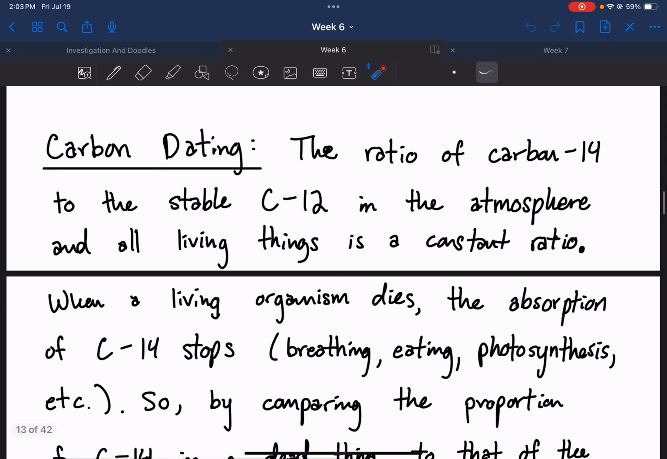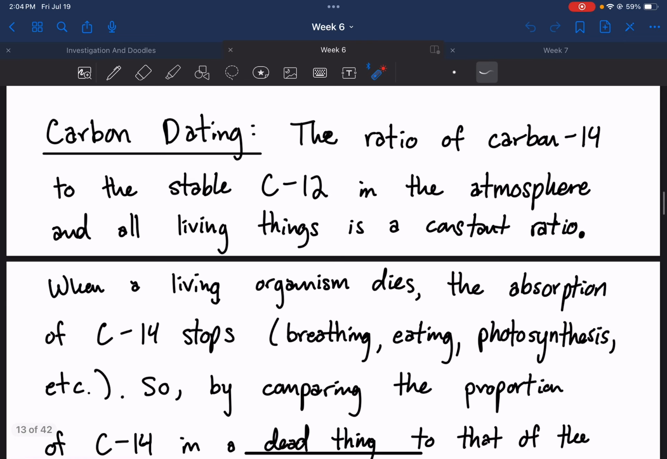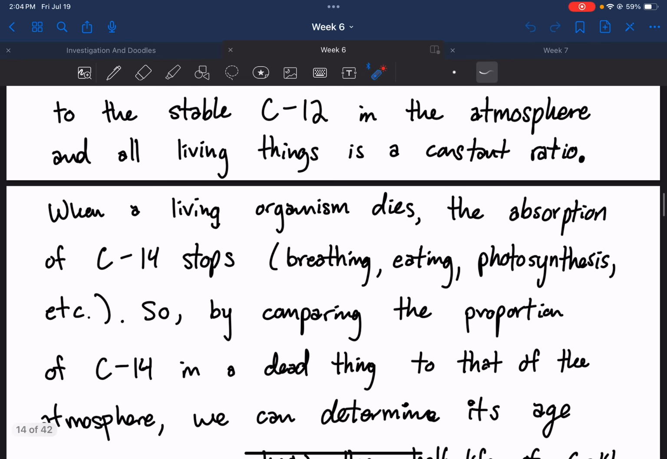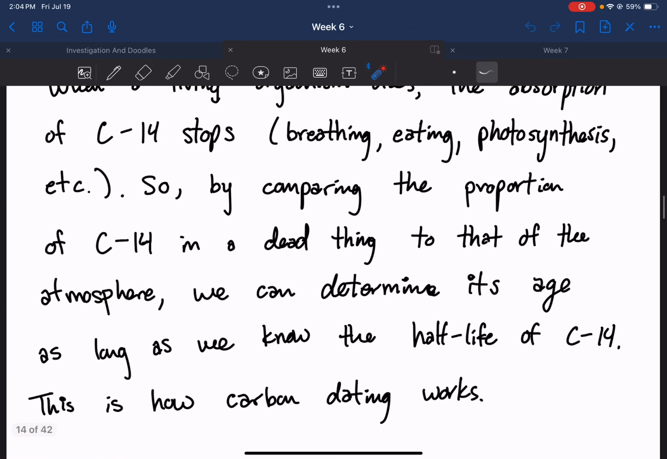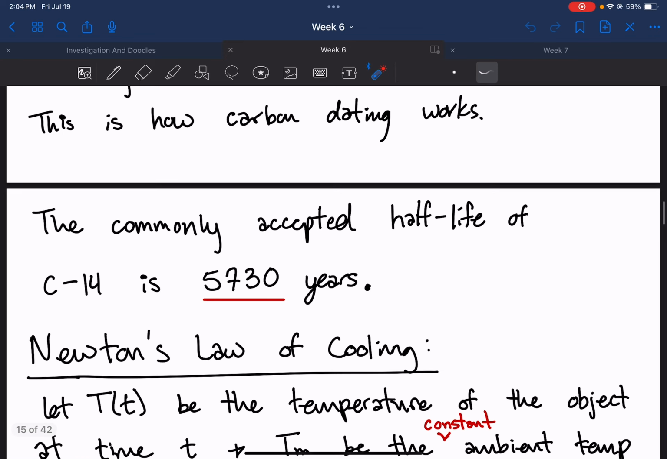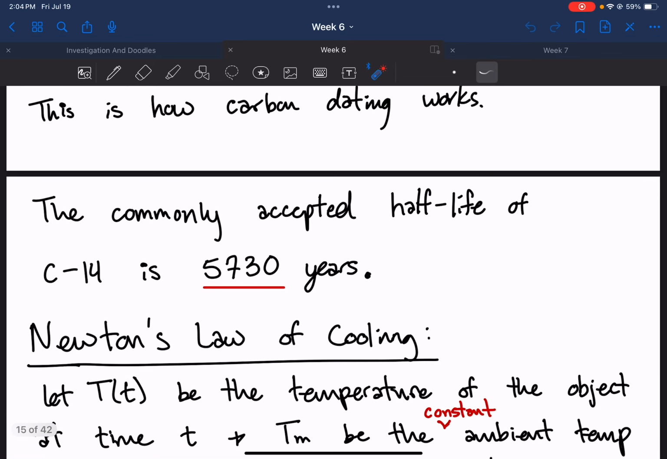Here's some carbon dating. Some more radioactive decay. The ratio of carbon-14 to the stable carbon-12 in the atmosphere and all living things is a constant ratio. When a living organism dies, the absorption of C14 stops. Breathing, eating, photosynthesis, etc. So, by comparing the proportion of C14 in a dead thing to that of the atmosphere, we can determine its age as long as we know the half-life of carbon-14. This is exactly how carbon dating works. And the number that you should use in the homework if it asks you is 5,730 years. So the commonly accepted half-life of carbon-14 is this amount.